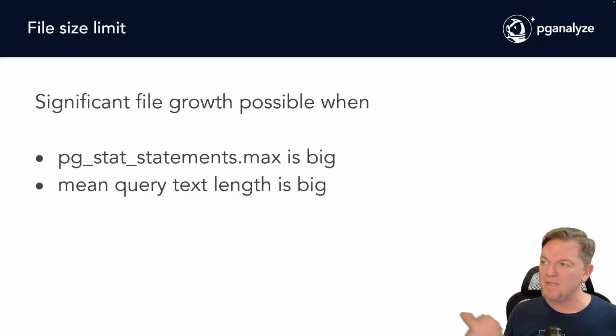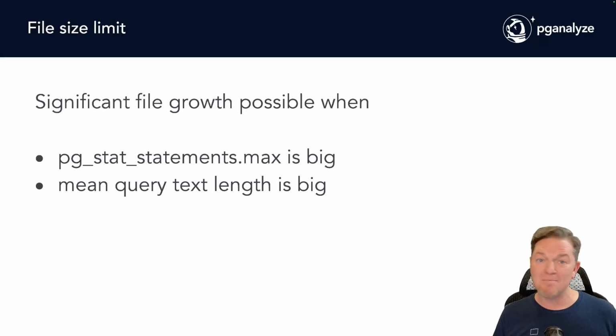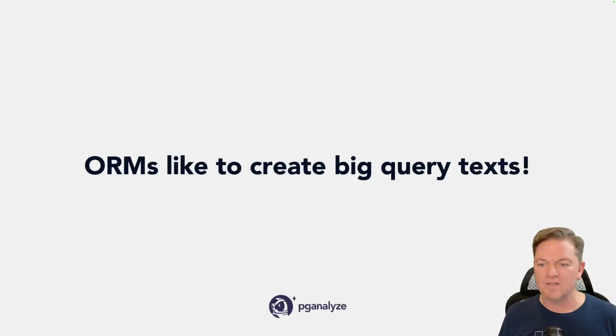If my max is set really big, or I have a lot of very large texts, it's the mean length. It doesn't matter if my texts are kilobytes of text every time, and I can track 5,000 of those, that file can get really big. It could get to hundreds of megabytes that's being stored and rewritten on disk often. It's something we have to understand to manage.